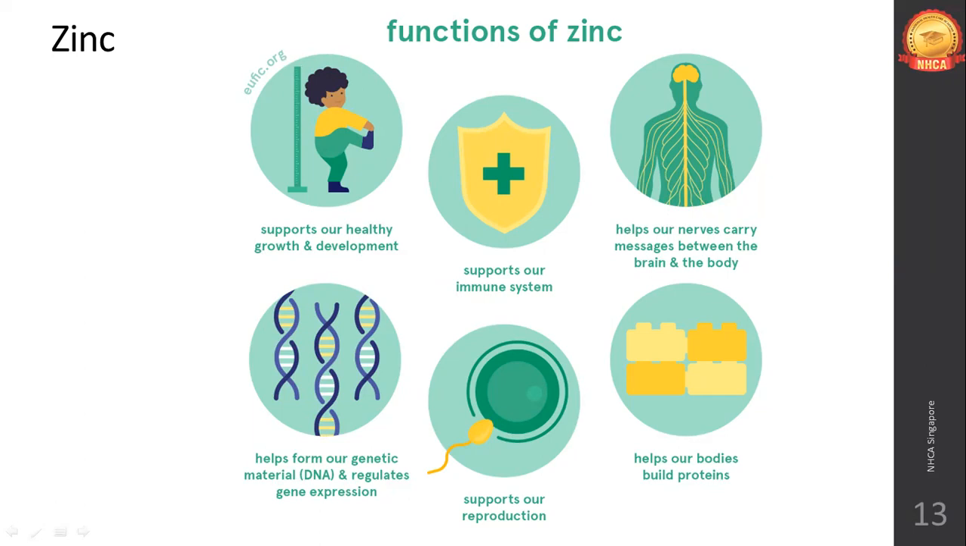The functions of zinc: it supports our healthy growth and development. It supports reproduction as well; the production of sperm and ova requires zinc. It supports your immune system, helps the WBCs to tackle infection, and helps your nervous system. Zinc also supports the formation of leukocytes and the health of your immune system. Okay, it helps our nerves carry messages between the brain and body, that is neurotransmission. It helps your body to build protein from the essential and non-essential amino acids that you have ingested through food. Okay, to break it down and to make new proteins, zinc is required.